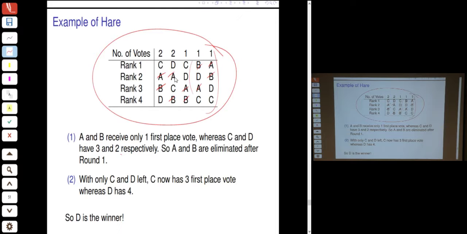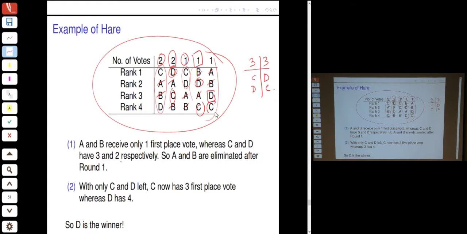Now you have two candidates, and if you like, you can merge the lists for the two candidates. This list is just CD. This list is also CD. So for the list CD, you have 2 plus 1, which is 3 votes. This list is DC. This list is also DC. So you also have 2 plus 1, which is 3 votes for DC. Sorry, this list is also DC, so you have one more. So you have 4 votes for DC.